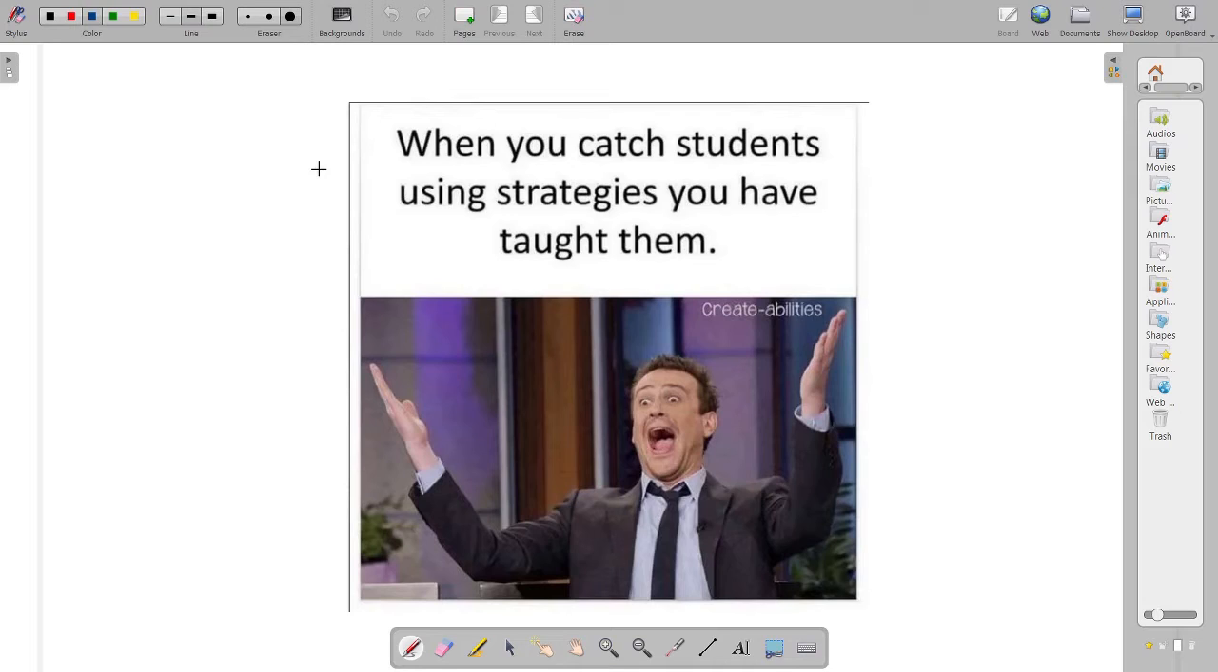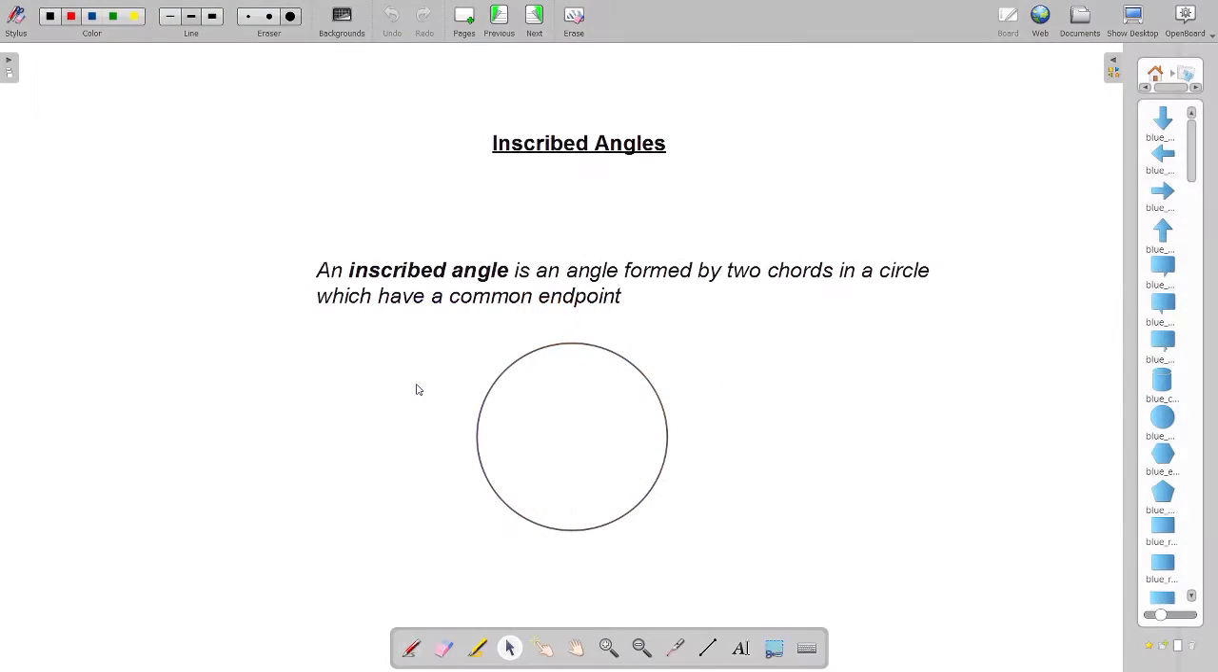With that said, let's get on to today's lesson, which we're going to be discussing inscribed angles. Before we start solving problems with inscribed angles, let's first define the term. An inscribed angle is an angle formed by two chords in a circle which have a common endpoint.